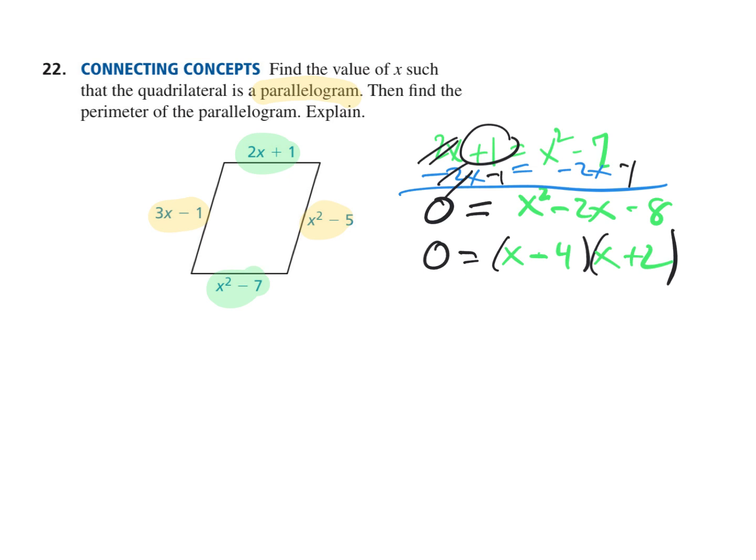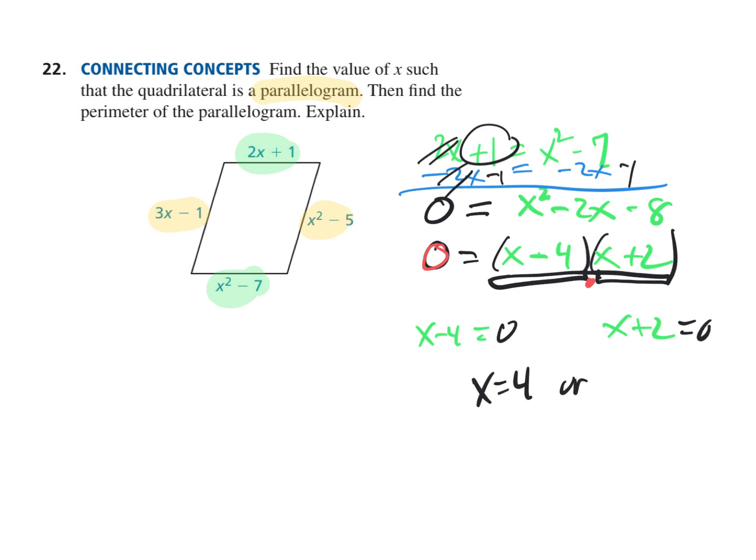So we've got it. All right, so once you've got your factors multiplied by each other equaling 0, then the zero product property says that one of those factors has to be 0. So either x plus 2 is 0, or x minus 4 is 0. So x is equal to 4, or x is equal to negative 2.